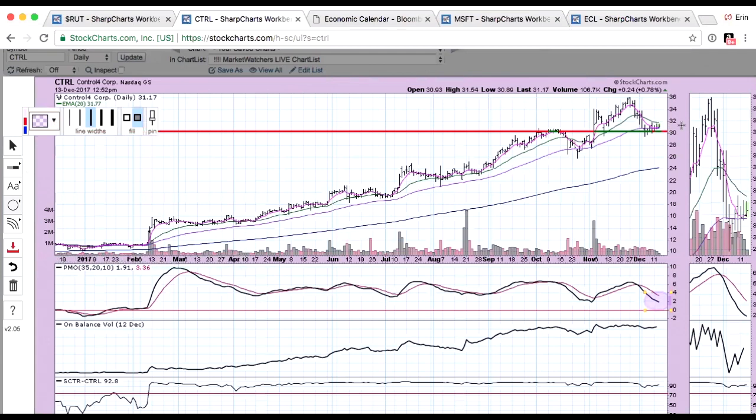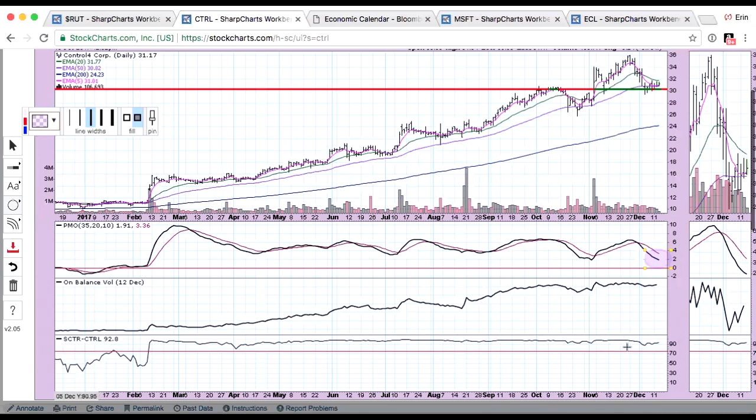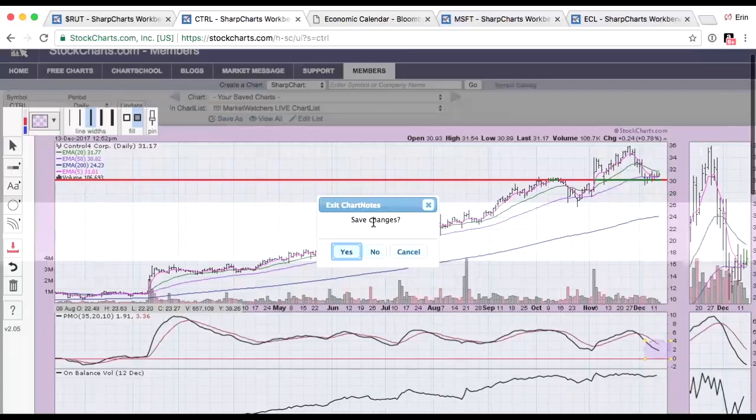I think that would be a great sign. And then we would likely see this PMO turning up. So we're getting a little bit of deceleration, but I like the fact that it honestly is oversold. And look at the scooter ranking sitting near the top of the list. And while the OBV doesn't look great, I think there's certainly something to be interested in here.